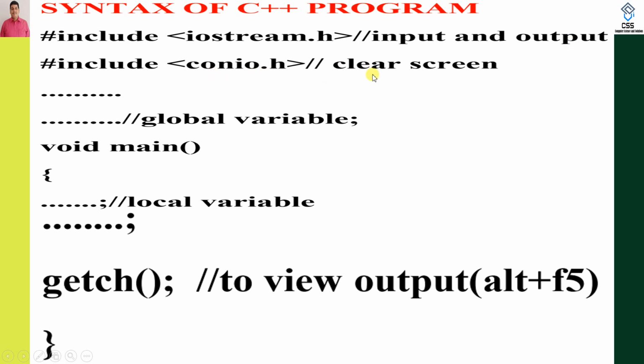The conio.h header file is used to clear the screen, if clrscr is to be used before getting the fresh output. If you want to clear the output screen, then you have to use conio.h.